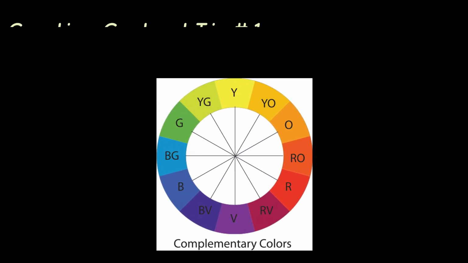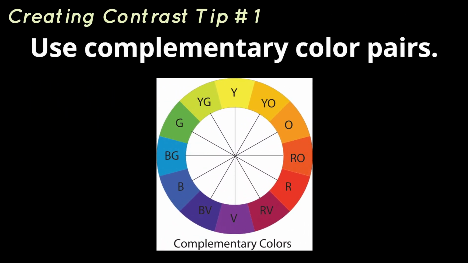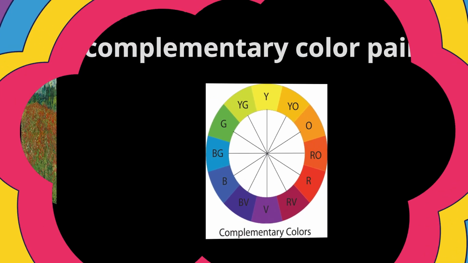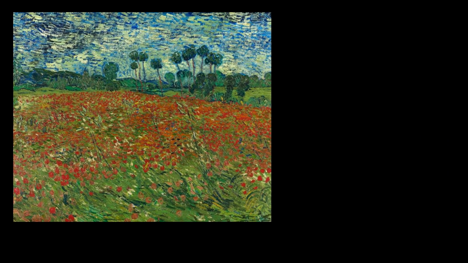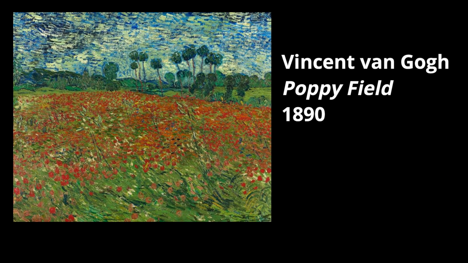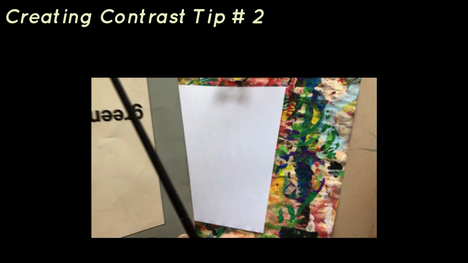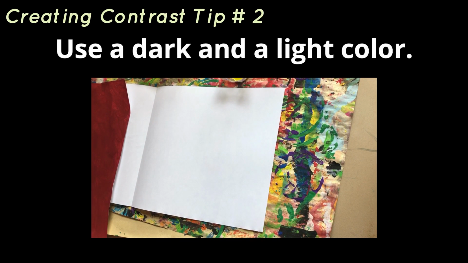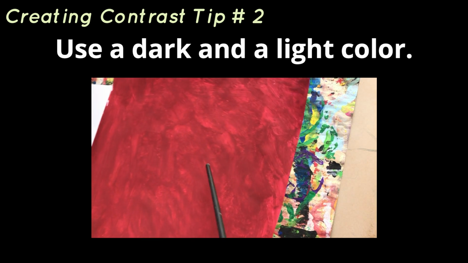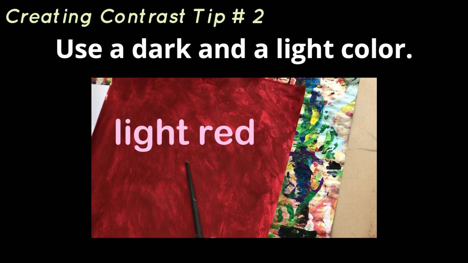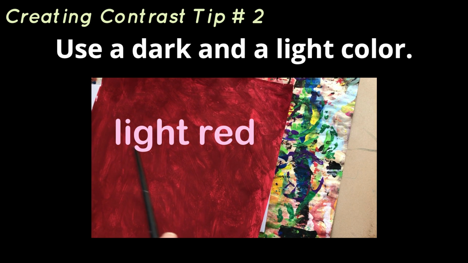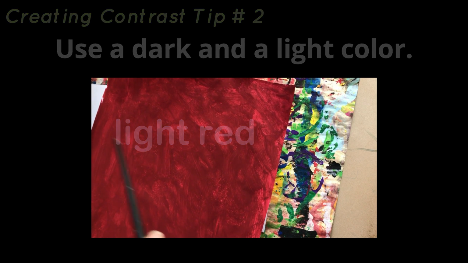One way to create high contrast in an artwork is to put complementary color pairs next to each other. Here's a painting by Vincent van Gogh using the complementary colors red and green to create high contrast. The other way is to change the darkness or the lightness. I made a dark red, so I could make a light red, but it would have to be much, much lighter to create nice, strong contrast.